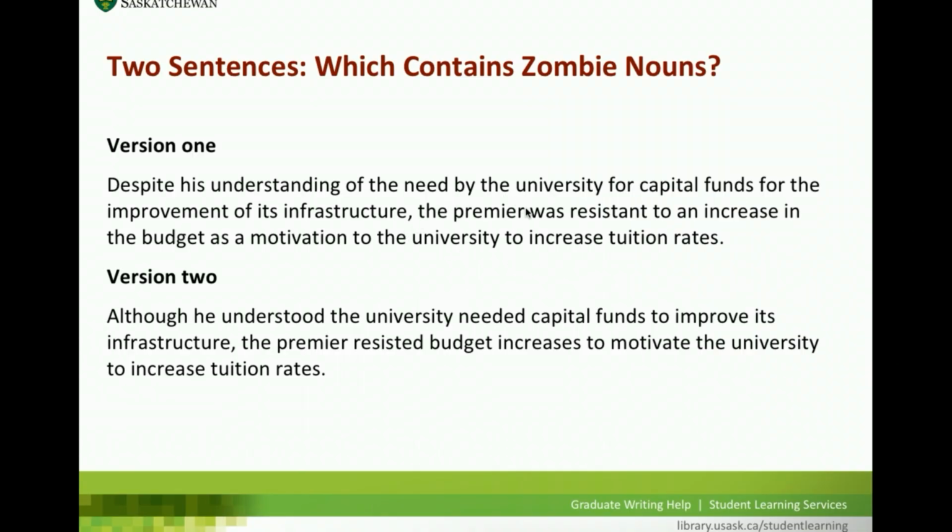Then we have was resistant. Resistant isn't really a zombie noun, it's a zombie adjective actually. But notice that in the second one, that is converted to resisted. So it's much more active than the combination of the verb was and the zombie adjective resistant.